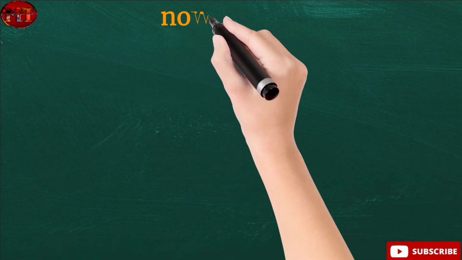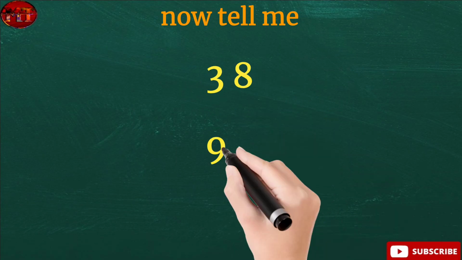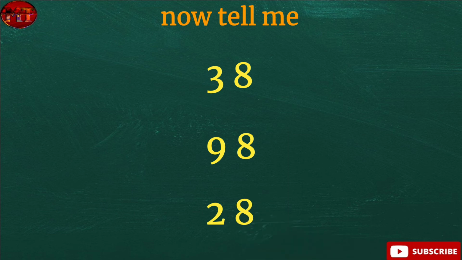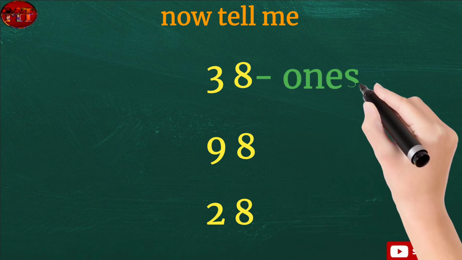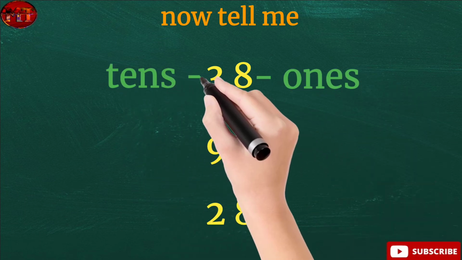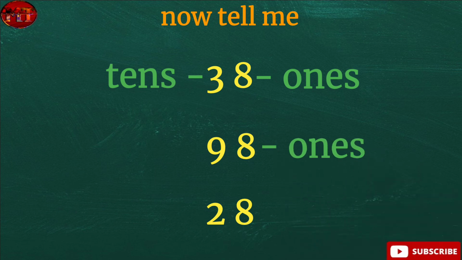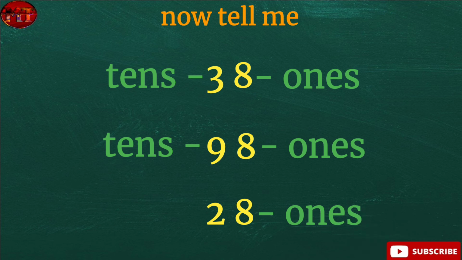Now, tell me. Eight ones, 3 tens. 8 ones, 9 tens. 8 ones, 2 tens.